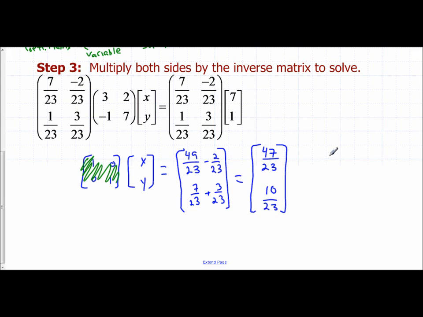And so our x is 47/23. Our y is 10/23. And remember, the solution for a system is a point of intersection, is a coordinate. So write your x and y as a coordinate. So it's a lot trickier to see with matrices because you have all the numbers, you have the matrices set up, but the general rule is the same. You want to multiply both sides by the inverse.